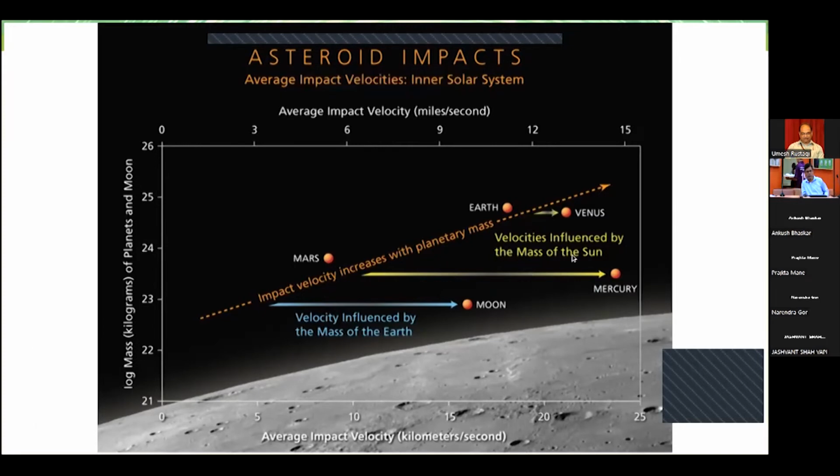Because of the mass of the Sun, as you go towards Mercury, it is not only Mercury's gravity but the Sun's gravity that becomes very strong. So you can see that as you go towards the Sun, the average impact velocity keeps increasing, because the Sun's gravity is pulling these objects towards its center and accelerating them. And so Mercury will have very high energetic, high velocity impacts on the surface compared to Earth or Mars.